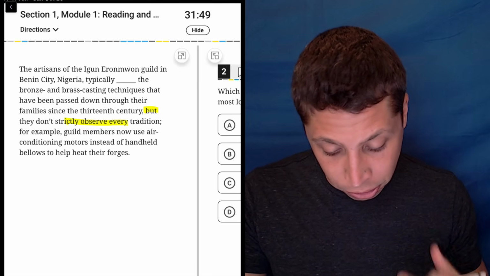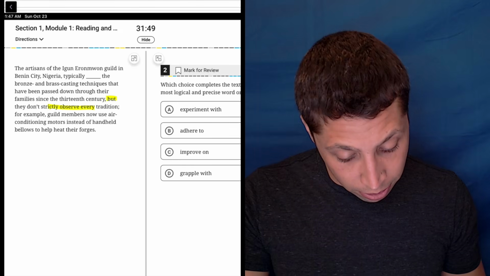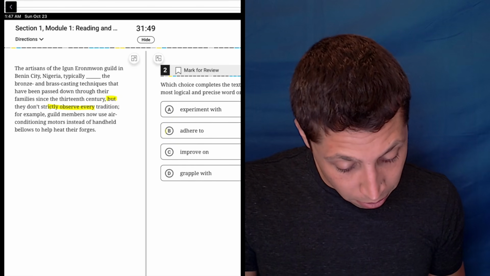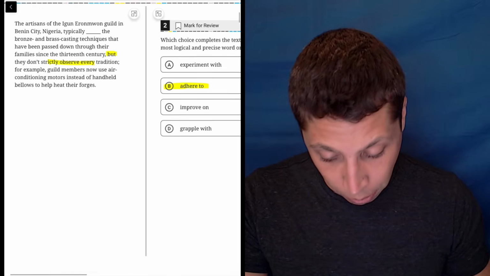They use air conditioning monitors. So they typically follow, adhere to, yeah. Adhere means to stick to, so that works perfectly there.